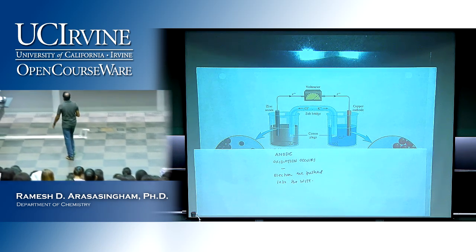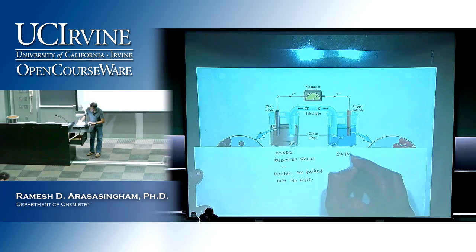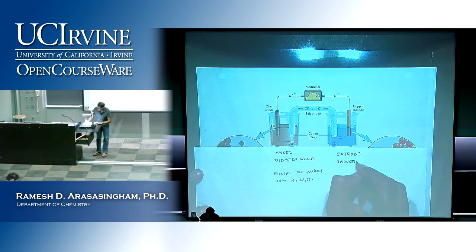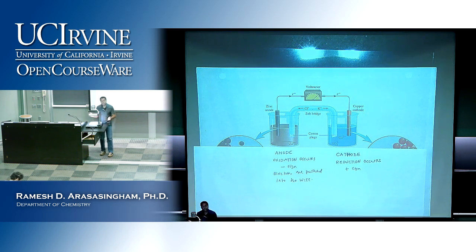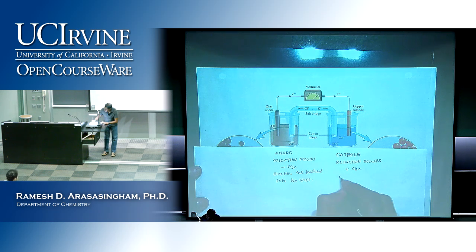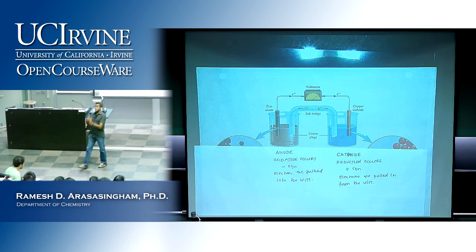Now on the other side, you have the cathode, and this is where reduction occurs. And this is symbolized by a positive sign. And we say electrons are pulled in from the wire. All right, so the wire is connected to the copper electrode, and so the cathode is where electrons are being pulled in.